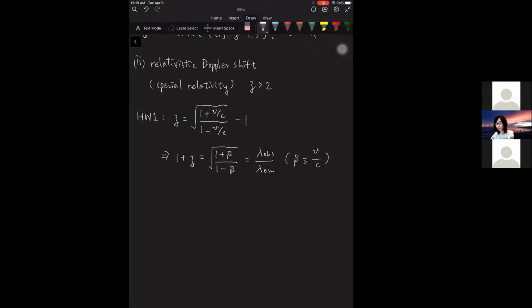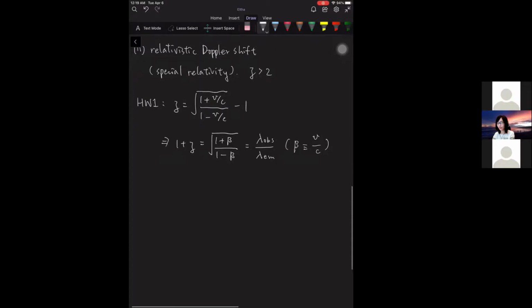Okay, so now we're trying to derive this equation: the observed wavelength divided by the emitted wavelength should be the square root of 1 plus beta over 1 minus beta. Okay, so as I mentioned before, we need to consider time dilation.